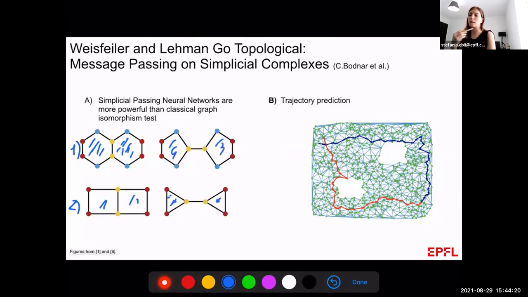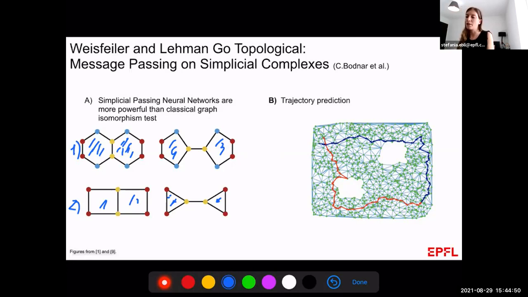So the simplicial message passing neural network and the cell message passing neural networks were able to distinguish this graph, saying that they are not isomorphic. So they were saying that simplicial message passing neural networks and cell complex neural networks are more powerful in distinguishing non-isomorphic graphs. They are also more powerful than other neural networks.